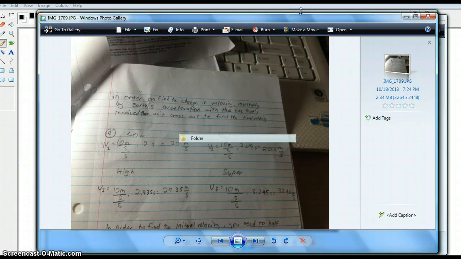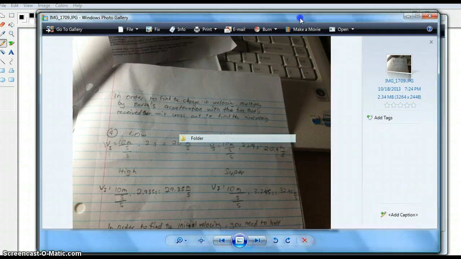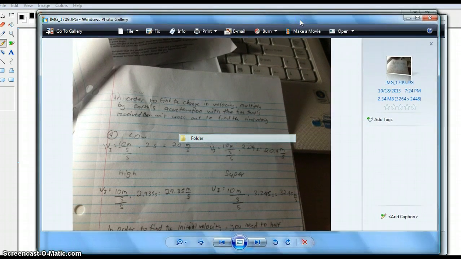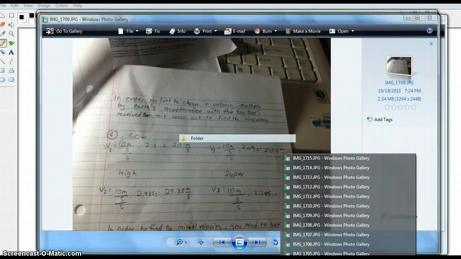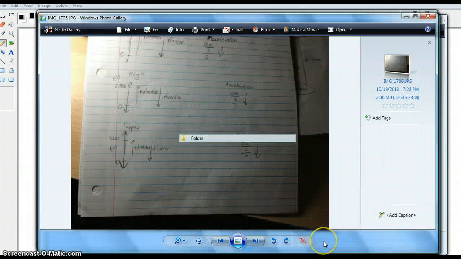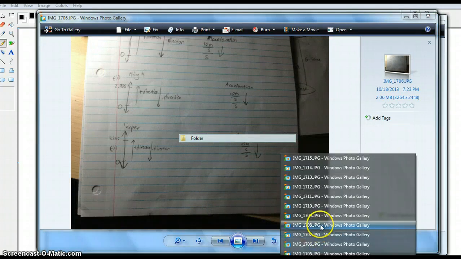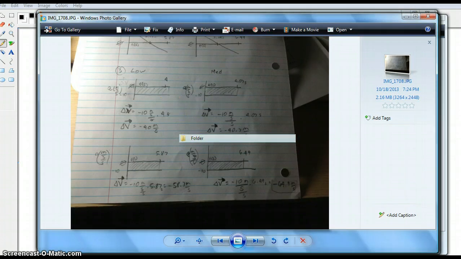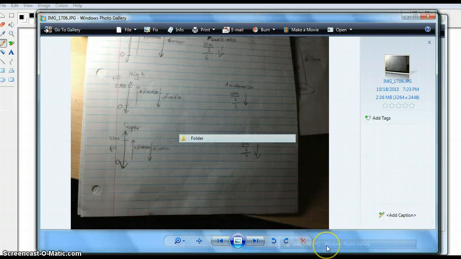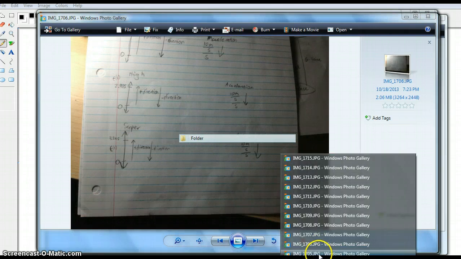Number 4 is asking how fast the rocket was traveling when it launched. Now here it's asking how far it was going. And so in order to do that, we have to go back to 1707. Yeah, we have to go back to, I'm sorry, that's not it. 1708, which is, wait, 1706, 1705.